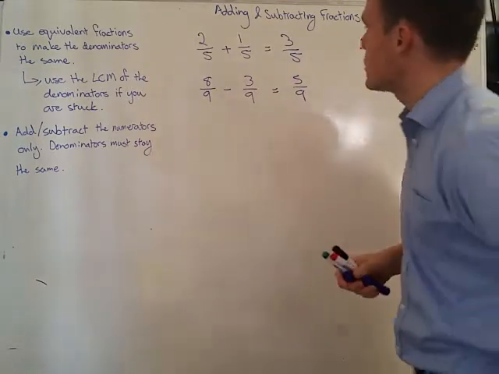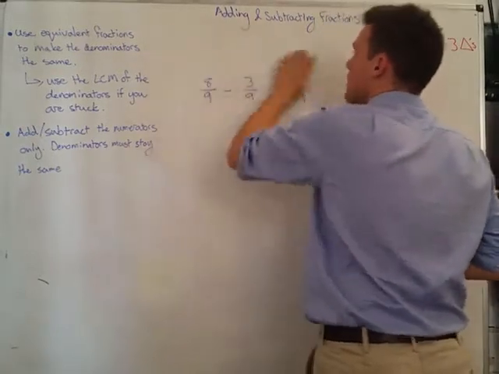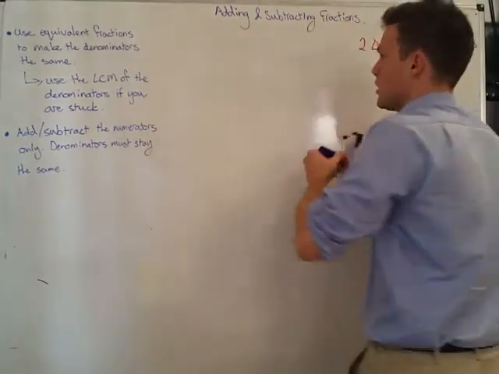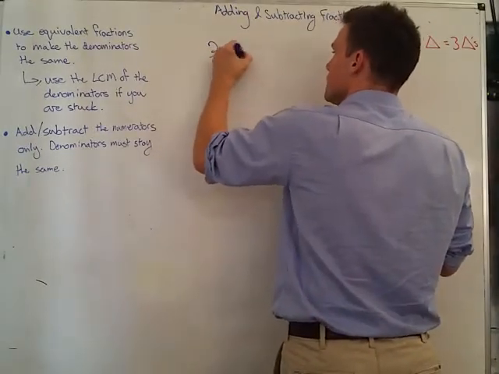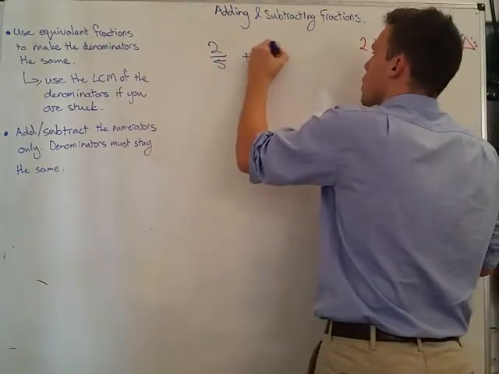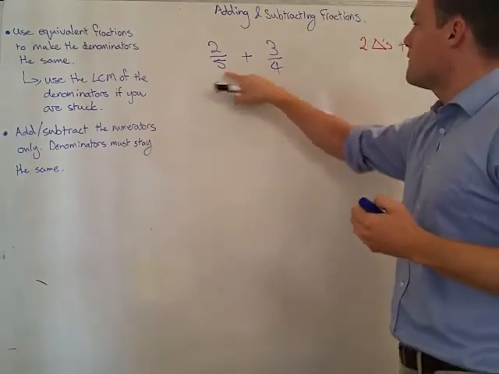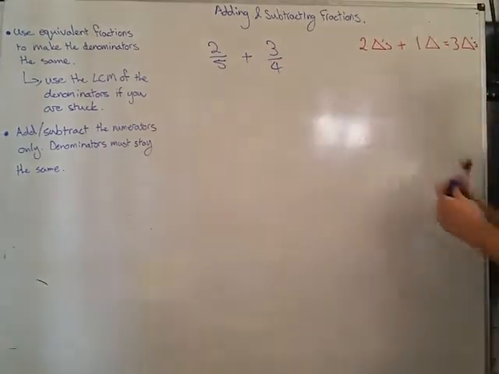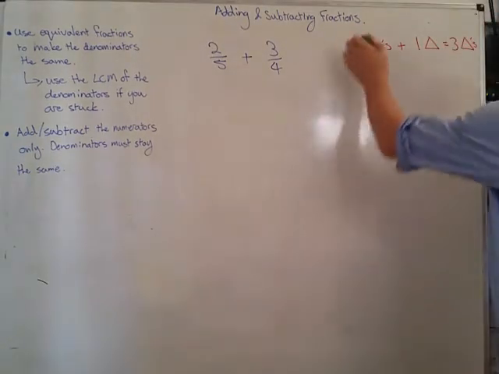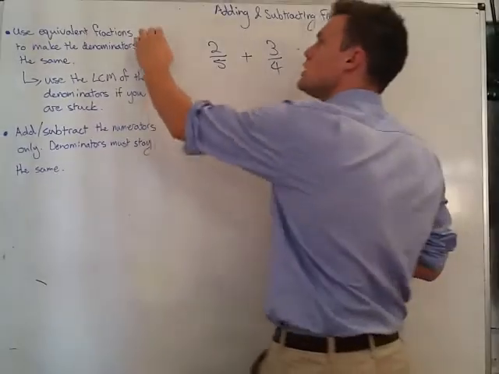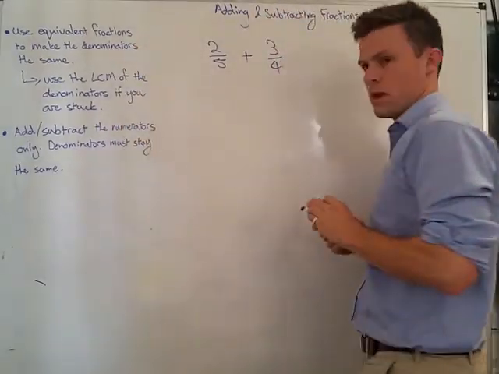Okay, my problem comes in when instead of having my denominators be the same, I actually end up with different denominators. So let's say I have 2/5 plus 3/4. My issue here is that I can't add fifths and quarters, because instead of triangles, I've now got triangles and squares. That doesn't work, alright? Even linguistically. But I can use equivalent fractions to help me.